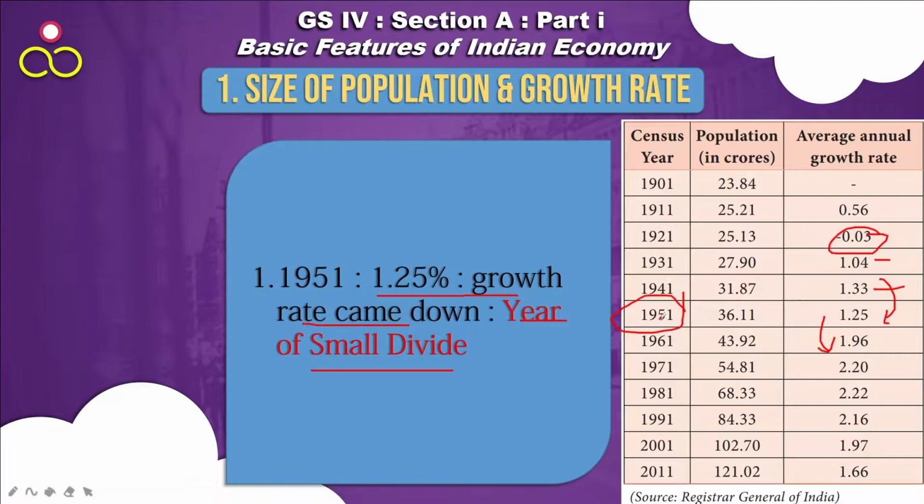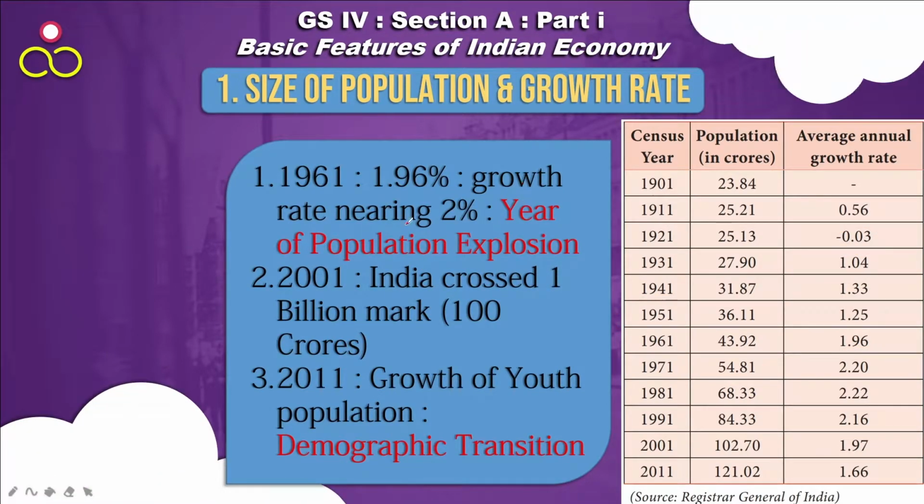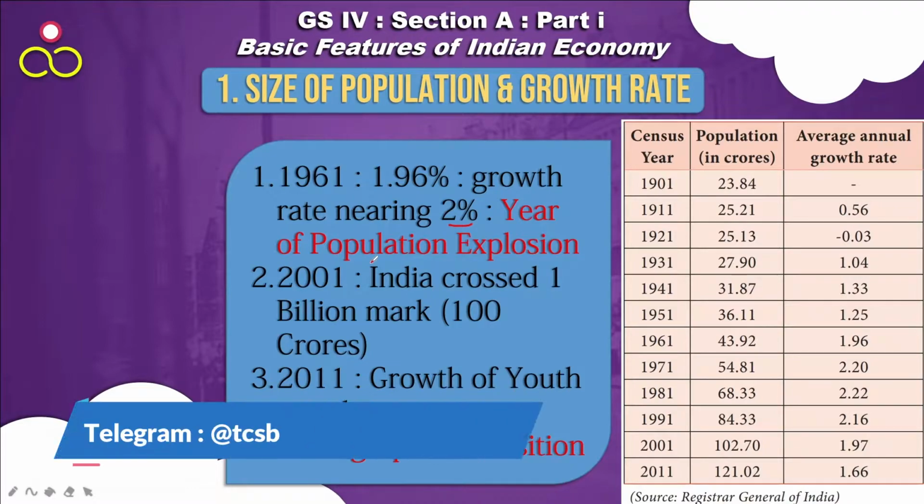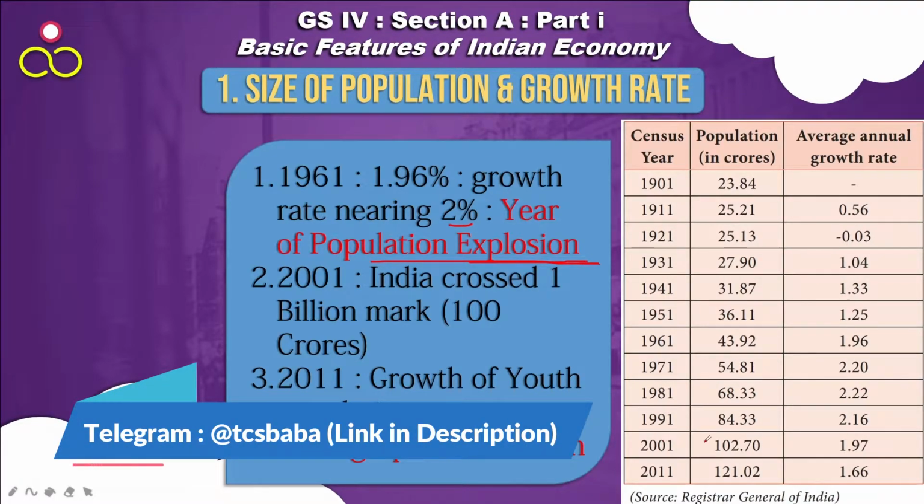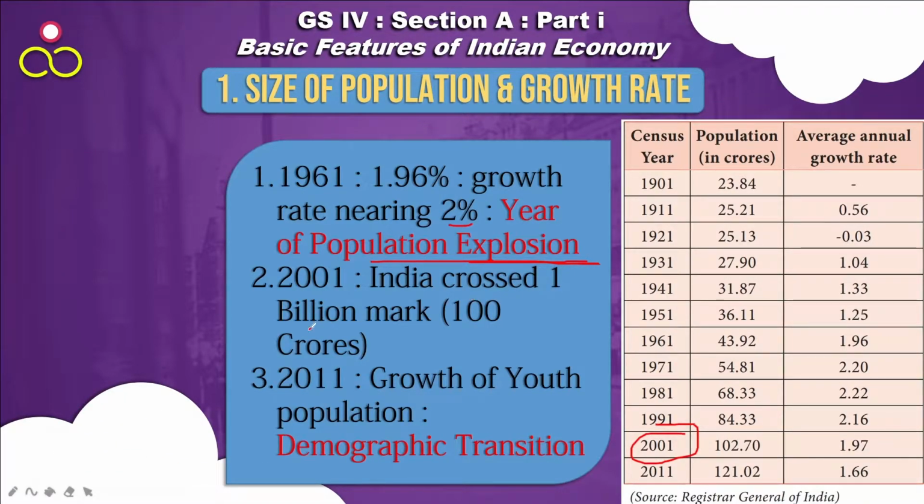Okay. What happened after 1951? Since the population growth had reduced, in 1961 the population growth rate increased to 1.96%, which was nearing 2%. So in 1961 the growth rate was nearing 2%, hence this is called the year of population explosion. The population exploded. What happened in 2001? In 2001 India crossed the 1 billion mark, 100 crores, in May. Although the growth rate came down, still in 2001 India crossed the 1 billion mark. In the 2011 census, we saw the growth of youth population, the demographic dividend, as I have already discussed in the strength part of the Indian economy. The demographic transition could be seen in the 2011 census.